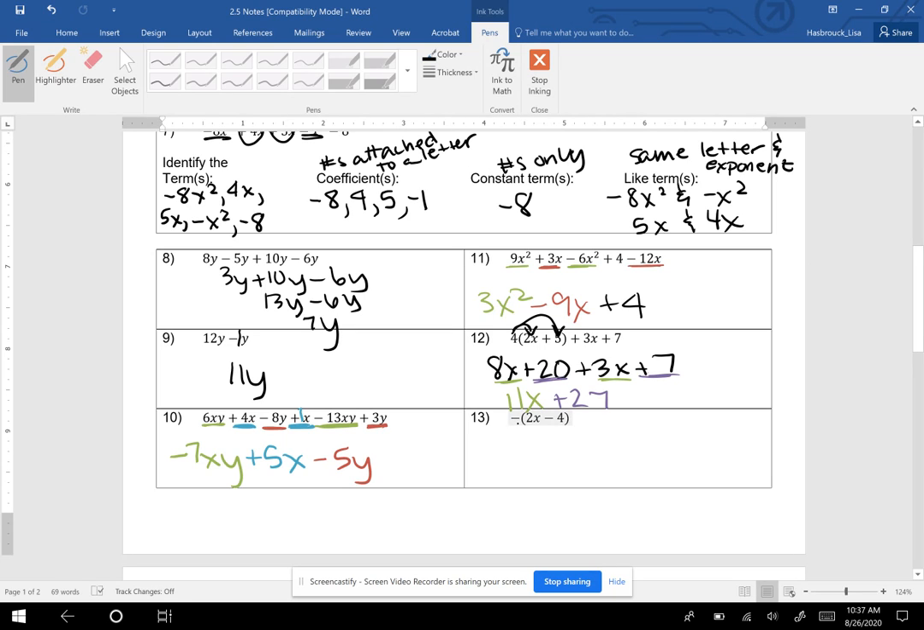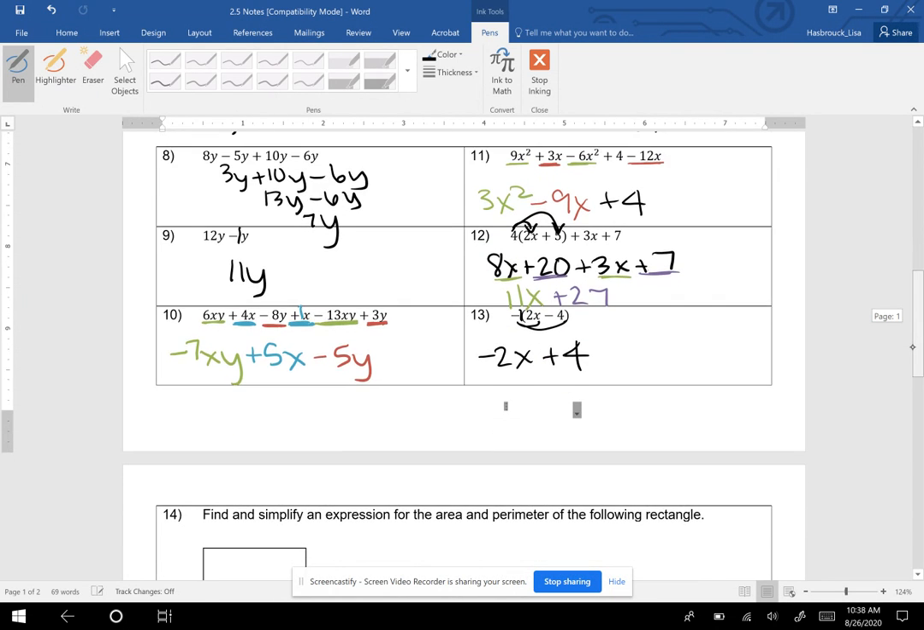For number 13, we're going to distribute that negative sign. Remember, it's like a negative 1 that we're distributing. So it becomes a negative 2x plus 4. And that's it for those problems.